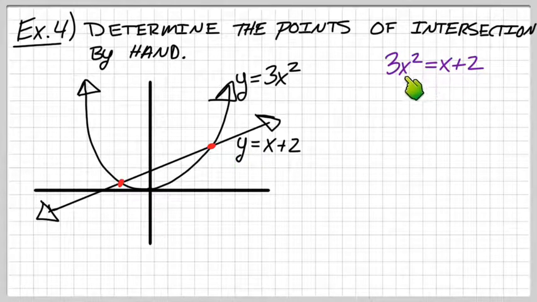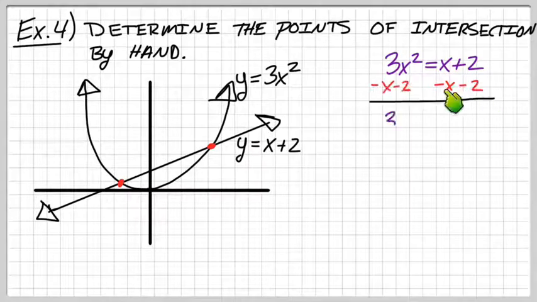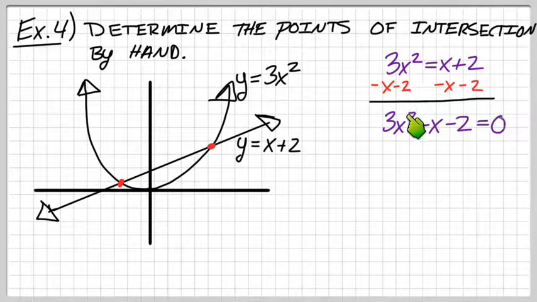Since this is a quadratic, it's got x squared, so we need to get everything to one side and 0 on the other side. Then we can get our answers. So subtract the x, subtract the 2, move those over. So 3x squared minus x minus 2 equals 0. This one should be easier to get answers from. In fact, this one factors nicely.